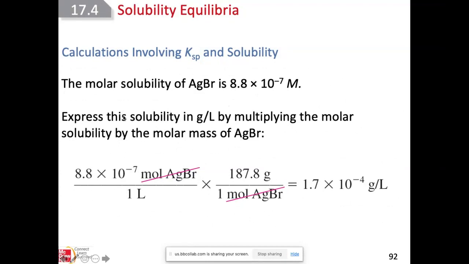But if we want to convert this to the solubility in grams per liter, what we have to do is say, okay, this is the molarity, that many moles in 1 liter. I will find the molar mass of AgBr; in 1 mole, that many grams of AgBr is present. I will convert this to grams and divide by the liter. It will be 1.7 times 10 to the minus 4 grams of AgBr dissolved in 1 liter of solution.